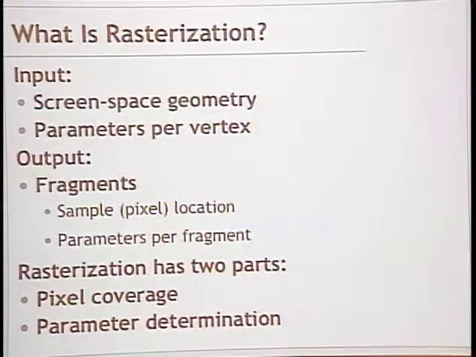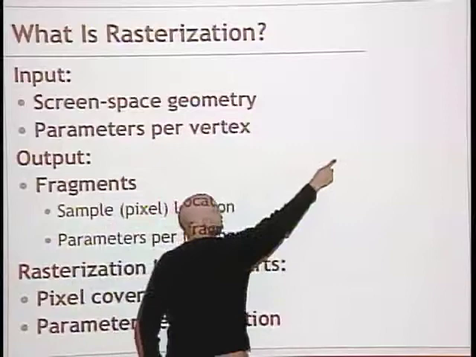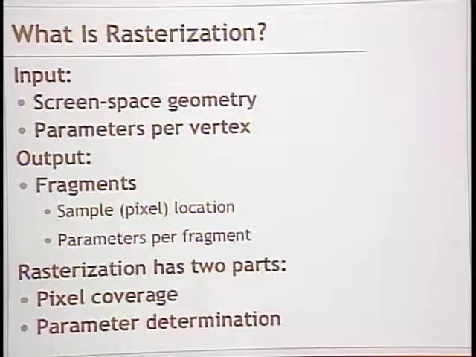So we draw a big triangle over here. It might have a color here, a color here, and a color here. Okay? It might have four texture coordinates at each vertex. It might have an interpolated normal, or a binormal, or a tangent, or all sorts of other things. You can put anything you want per vertex, and it's going to go ahead and interpolate it. You might have six colors at every vertex.